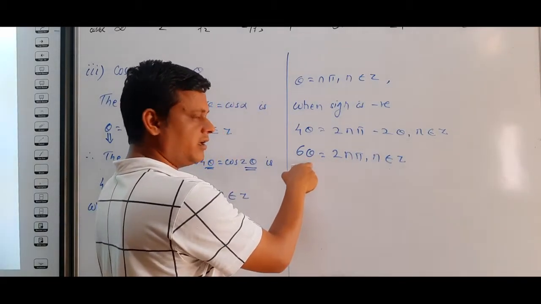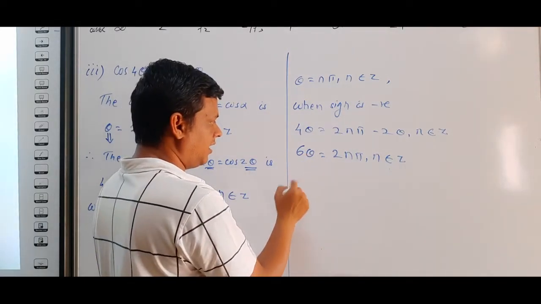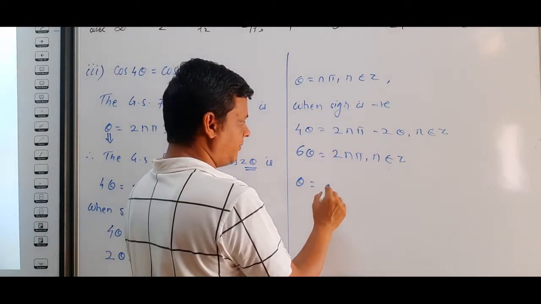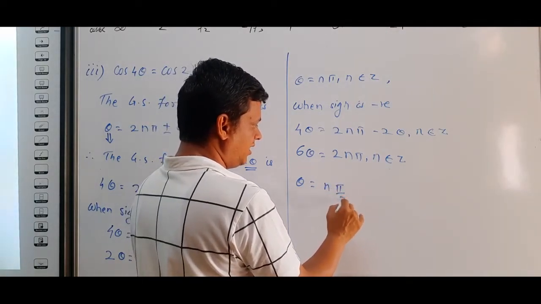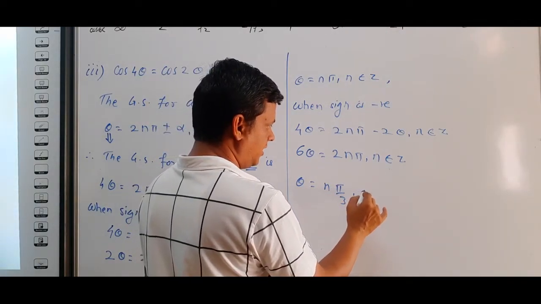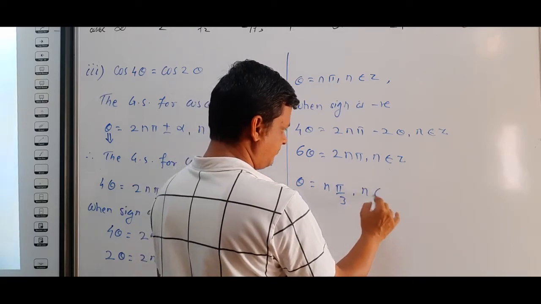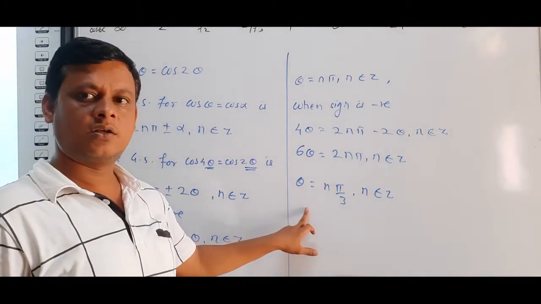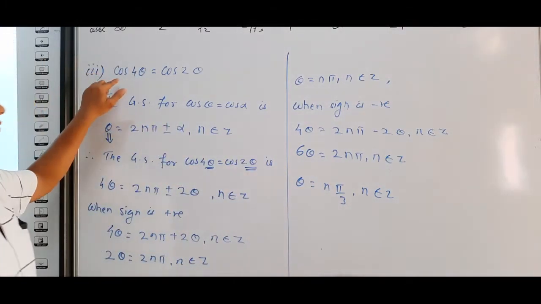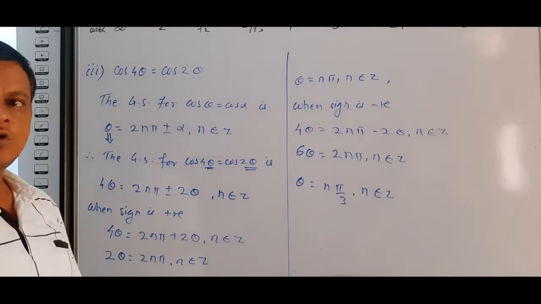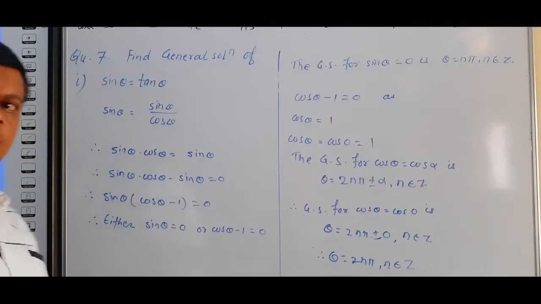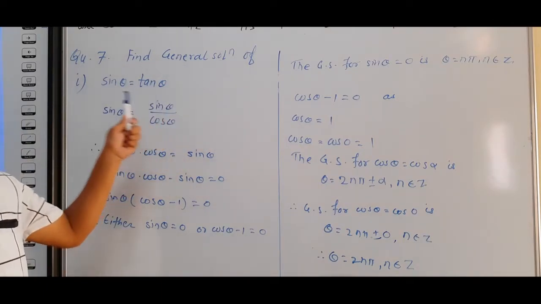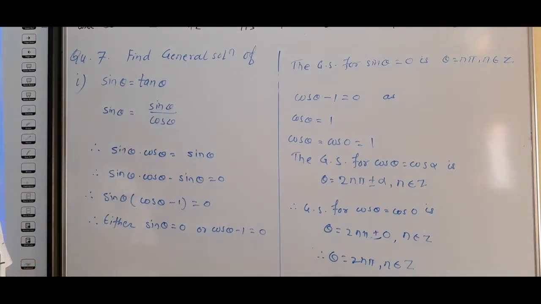After dividing each side by 6, we get theta is equal to, here 2 by 6 is 1 by 3, so we write n pi by 3, n belongs to Z. These are the general solutions for the given equation cos 4 theta equals cos 2 theta. Now see question number 7. Find the general solution of sin theta equals tan theta.